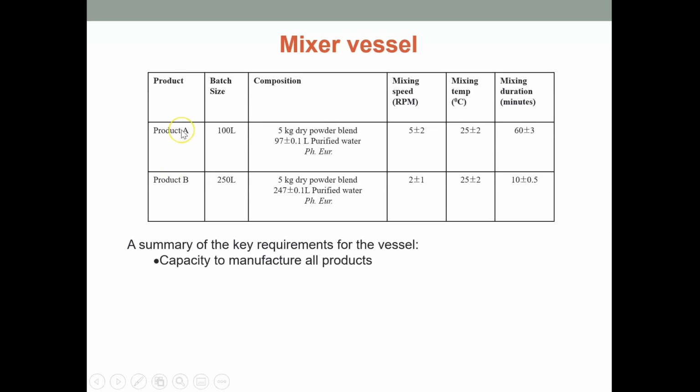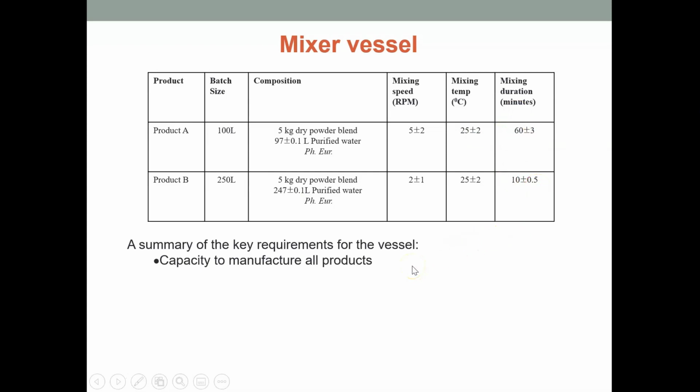Your mixer vessel could potentially have two different products in it, product A and product B. You'll see our batch size for one is 100 and for the second one is 250, so they're different compositions. This one has 5 kg of dry powder blend and 97 plus or minus 0.1 litres of purified water. This one has a higher volume, 247 plus or minus 0.1 litres of purified water. The mixer speed is different for the two processes: one is 5, one is 2. Our temperatures are the same for both. Our mixing duration is 60 for product A, and only 10 plus or minus 5.5 for product B.